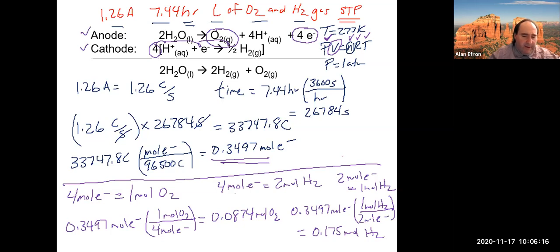So again, at this point, if for some reason you weren't interested in volume, but were interested in grams, you could use the molar mass of O2 and the molar mass of H2 and figure out the grams of each of those. But here, very common when we produce gases, we were interested in the volume. So we're going to use that ideal gas law here to get us to volume.